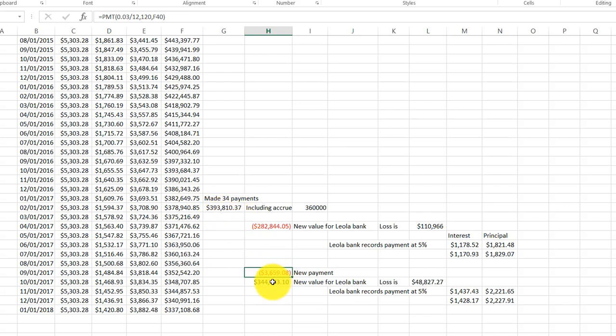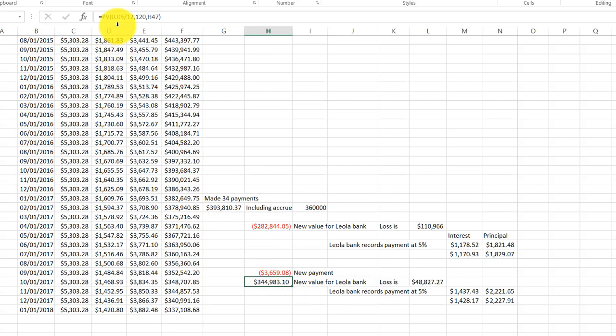All right, we get a payment of $36.59. Then to get the value, see, in the first example, we knew the payment already, $3,000. But in the second example, we don't know the payment until we calculate it. Once we have that payment, then we can figure out the new value for Leola Bank.